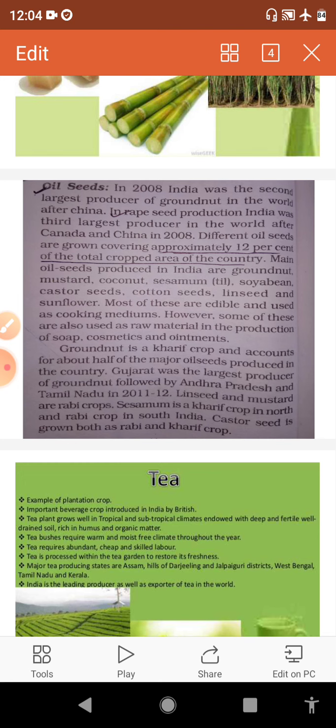Oil cake, which is the byproduct obtained after extraction of oil from the oilseeds, is an excellent cattle feed. The cake is also used as fertilizer. So these are some of the importance of oilseeds.